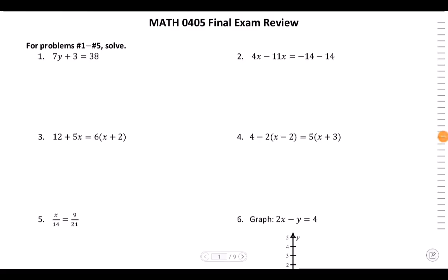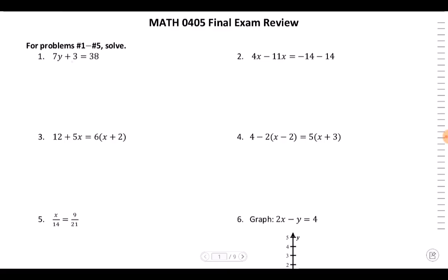All right, this is the Math 0405 Math Foundations final exam review. Let's get started with questions 1 through 5. It says to solve. So on number 1, we have 7y plus 3 equals 38.